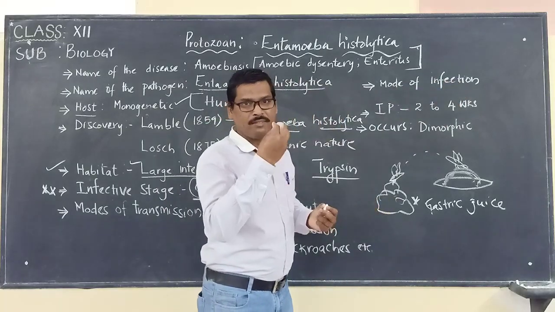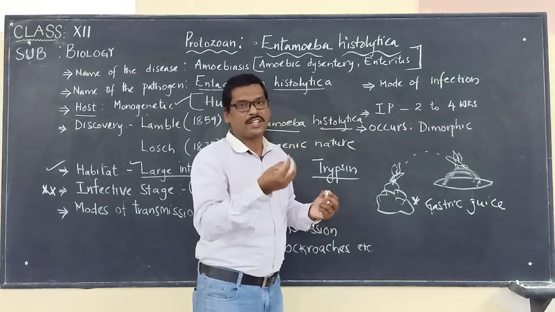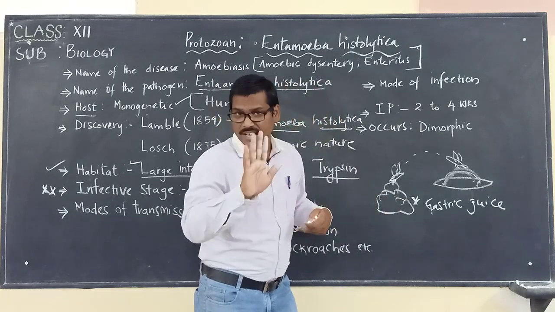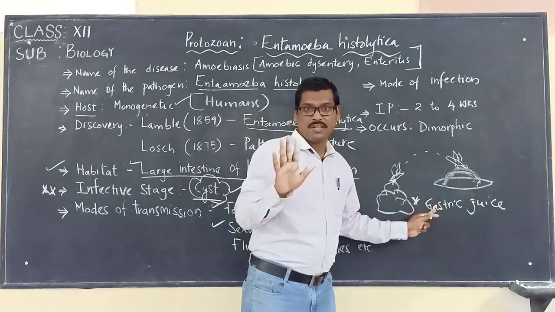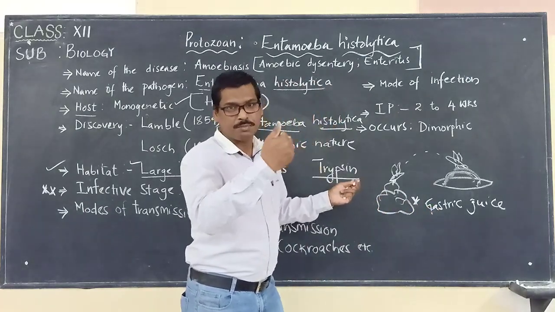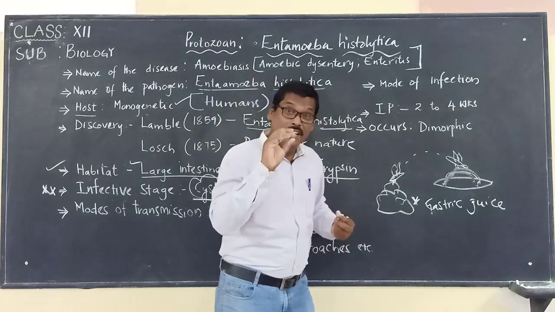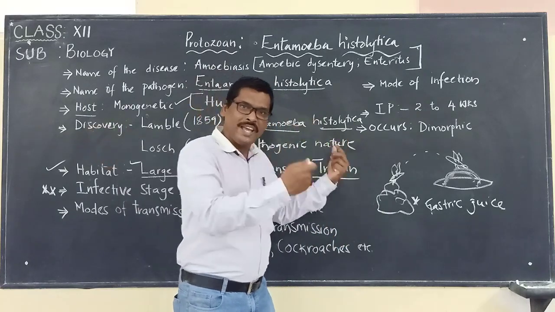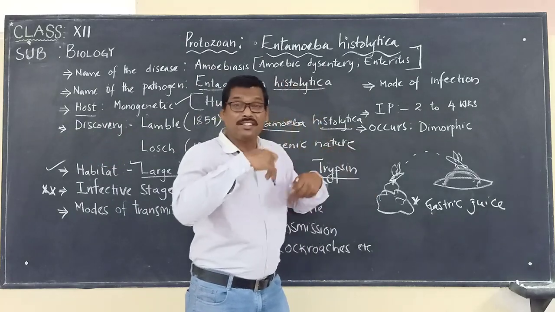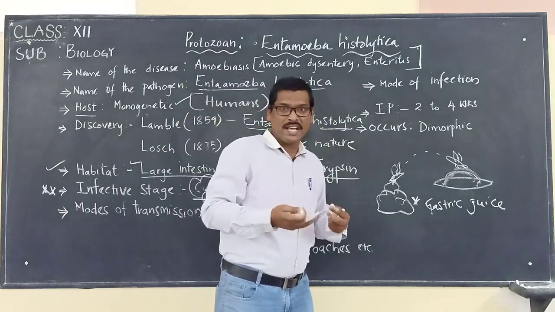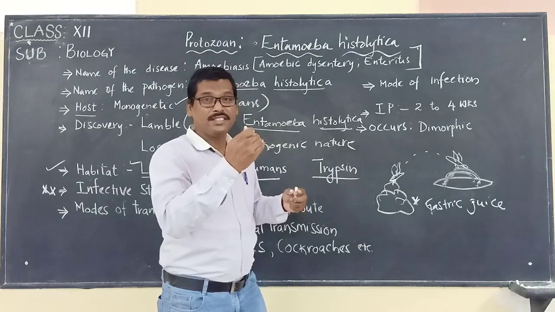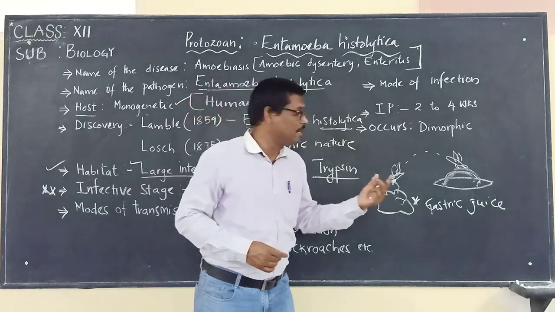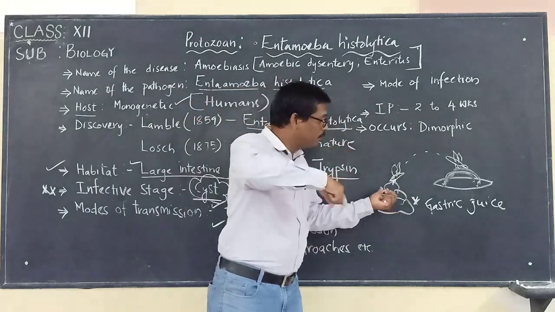So the cyst is taken with contaminated food and water. It enters through the mouth into the esophagus, into the stomach. There in the stomach it is not destroyed by the gastric juice, and it crosses the stomach and enters the small intestine. There, in the presence of trypsin, the cyst wall is ruptured. Now from there, Entamoeba histolytica enters into the large intestine, multiplies, again forms the cyst, and from the large intestine it is excreted outside along with the stool or fecal matter again. And that's how it will be recycling.